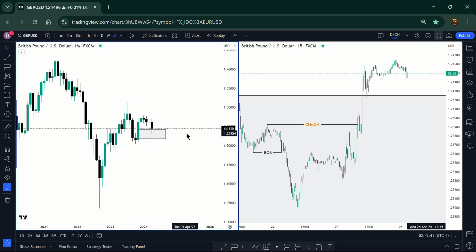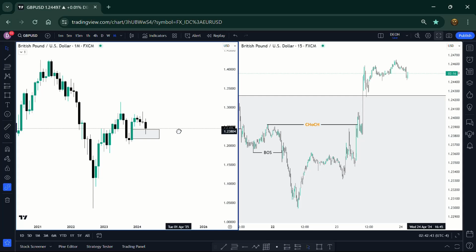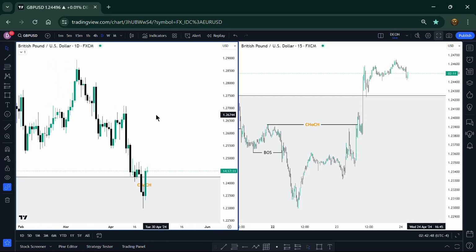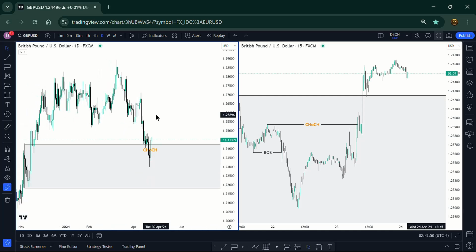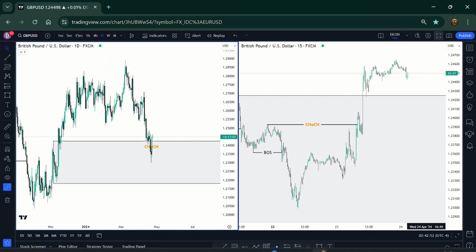If you go down to the daily time frame again, this is what's happening. You can see this fair value gap right here.